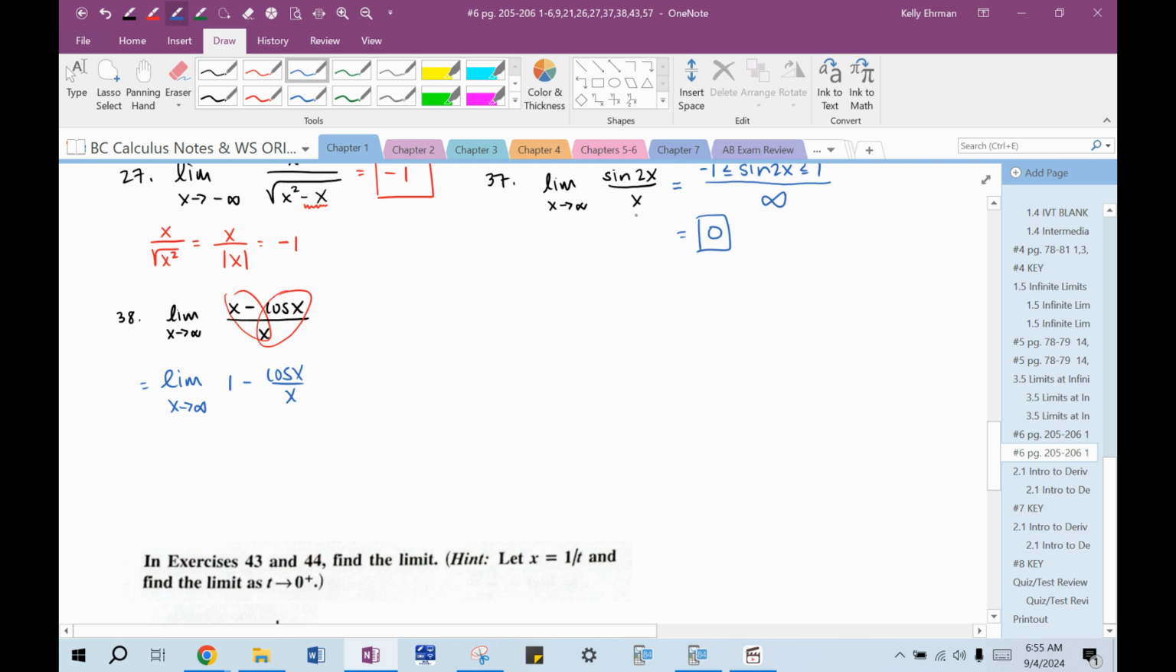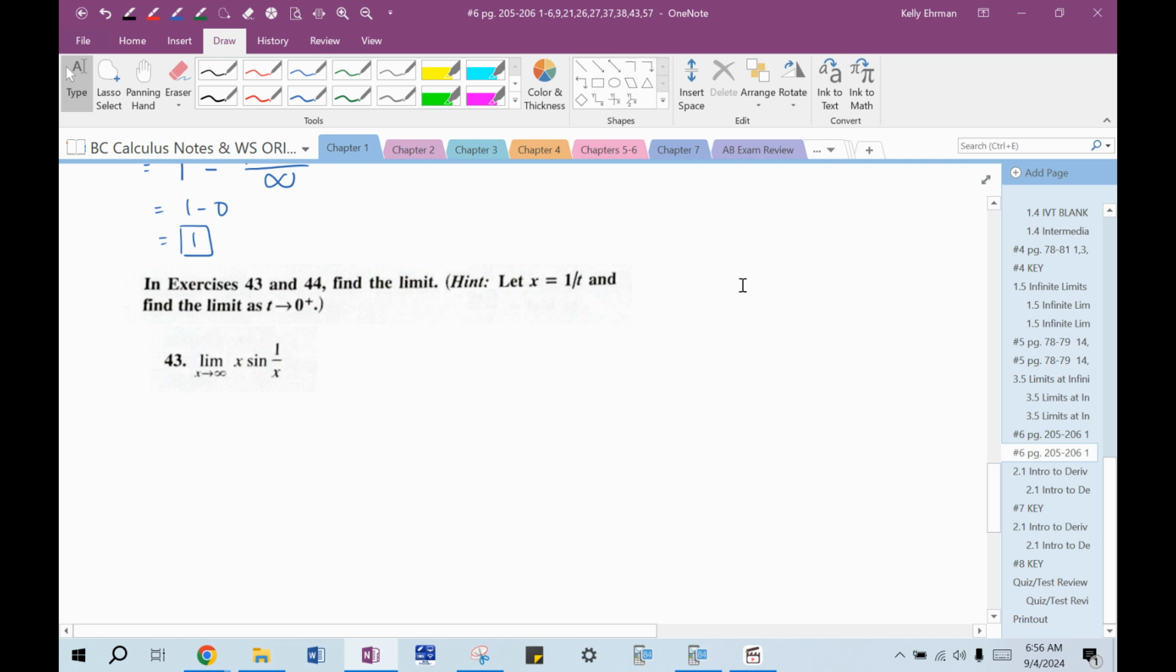And now it's a problem kind of similar to 37, where the limit as x approaches infinity of 1 is 1. Cosine is going to stay between plus or minus 1. And then x is just going to get really large. So this term is 0. And then 1 minus 0 is 1.